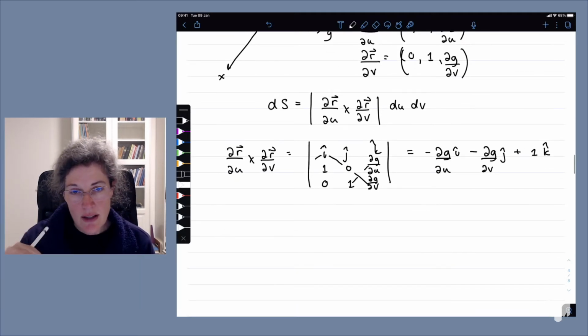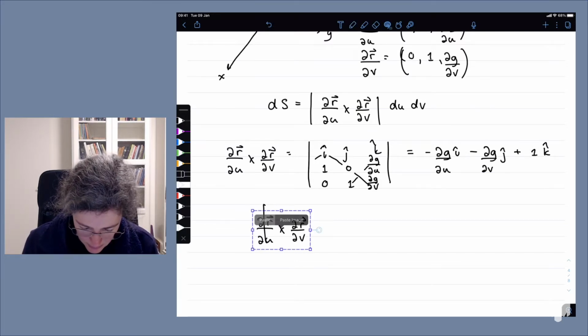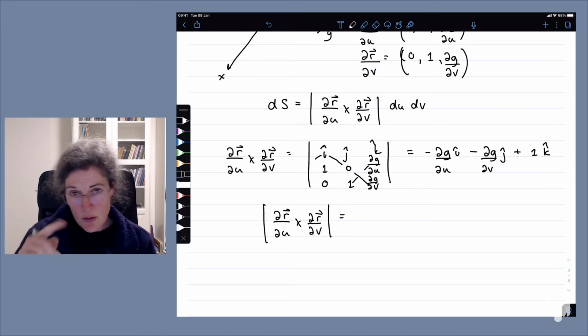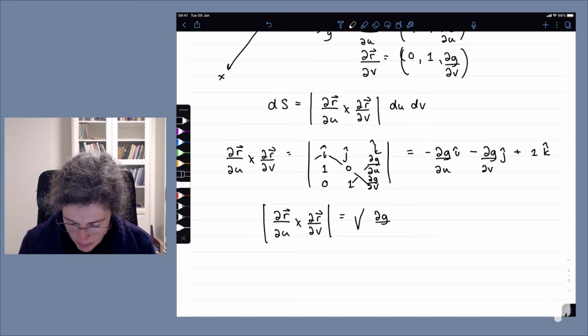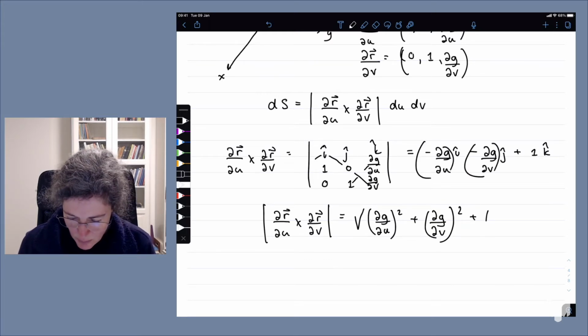So now I need to take the magnitude of this thing. I'm going to square each of those components, so I end up with the square root of dg by du all squared plus dg by dv all squared plus 1, because I've squared each of those components.